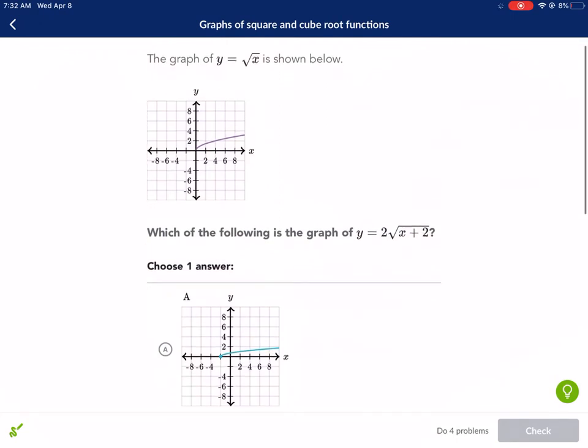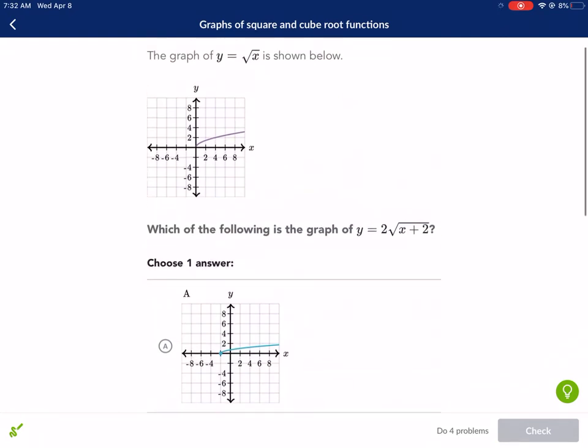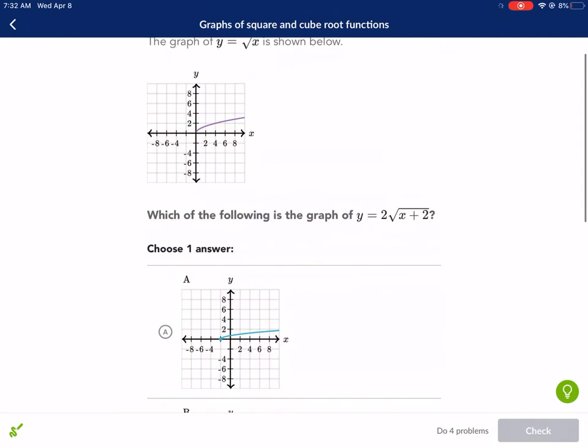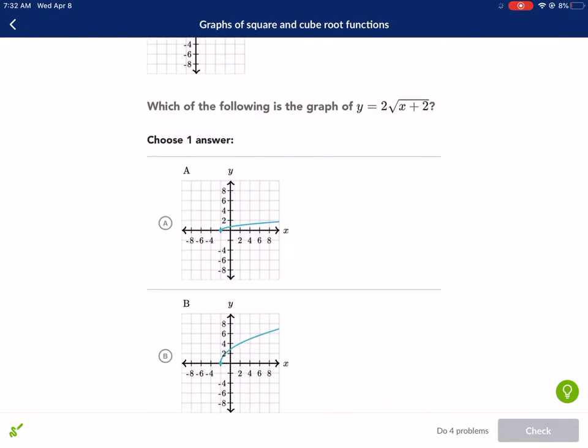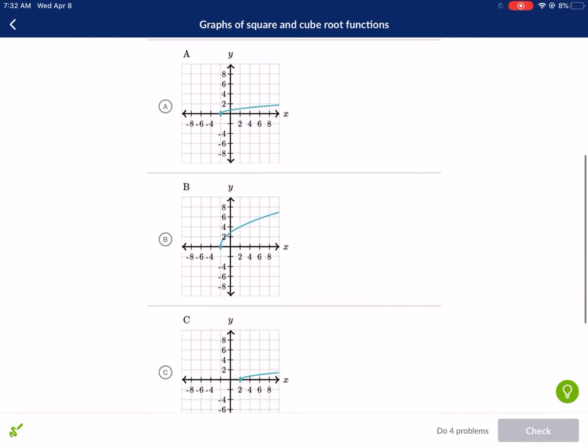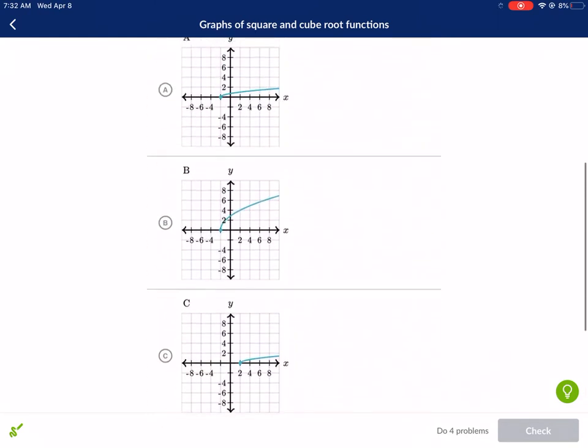So this exercise gives us the information: the graph of y equals the square root of x is shown below. And as you can see, it's how we described a square root function before, the principal square root that is, starting at 0, 0, and then curving slightly upwards to the right infinitely. So it asks, which of the following is the graph of y equals 2 times the quantity, 2 times the radical x plus 2. So it gives us 4 options to choose from, multiple choice.